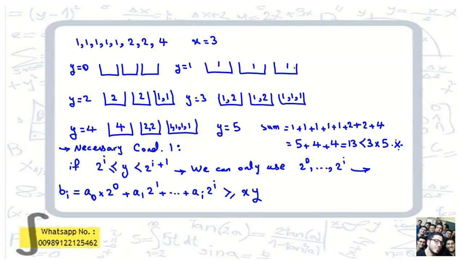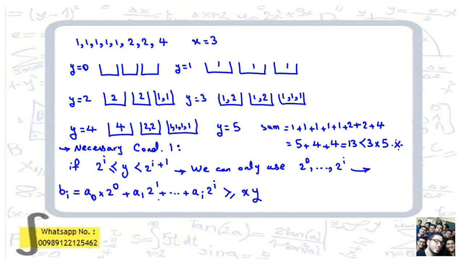Y0 is possible, Y1 is possible, Y2 is possible like this, Y3 is possible, and Y4 is possible. Now, is Y5 possible? If you check the sum of all the tastiness of the biscuits, it would be 5 1s, 5 plus 2 2s, 4 plus 1, 4, 5 plus 4, 9 plus 4, 13. And this is less than 3y. So one of the necessary conditions is what?